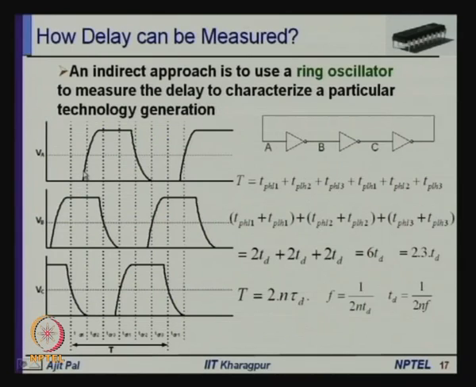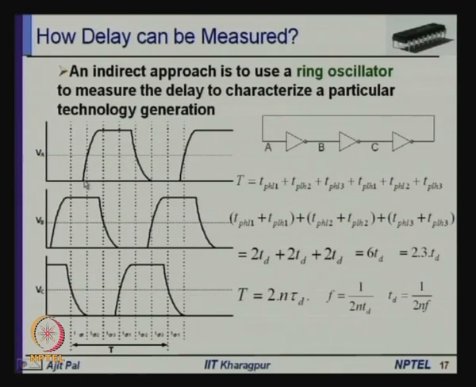As you can see here, I have plotted the voltage at 3 different points. These are the 3 inverters connected to realize a ring oscillator: point A, point B, point C. Point A is the input of the first inverter, point B is the input of the second inverter, and point C is the input of the third inverter. Here we assume that it will oscillate.